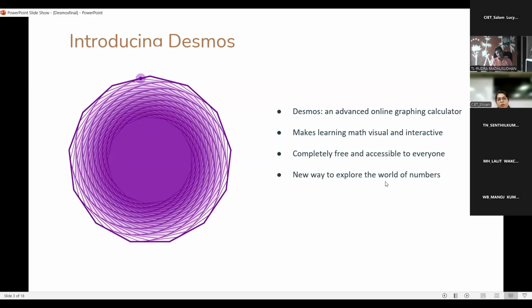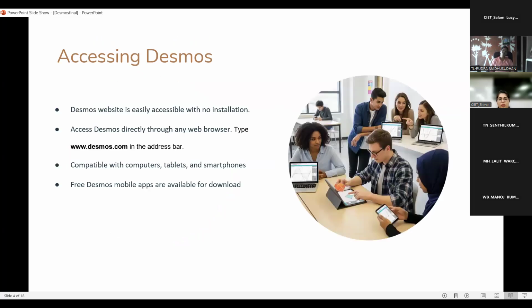A new way to explore worlds of numbers, worlds of algebra, worlds of geometry. Now, in the next slide, we can see that the Desmos website is easily accessible with no installation. Means you don't need to install it. Access Desmos directly through any browser. You just type www.desmos.com on the address bar and you will land on this page. I will show you after this.